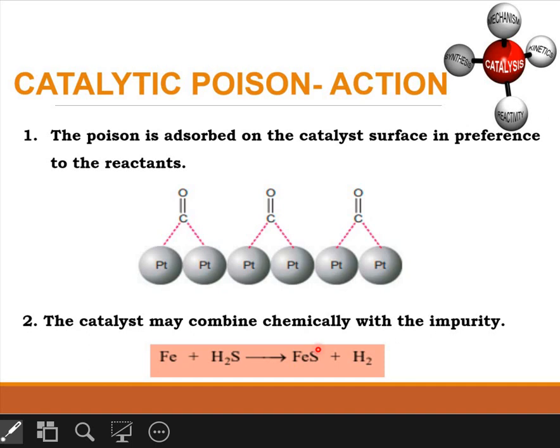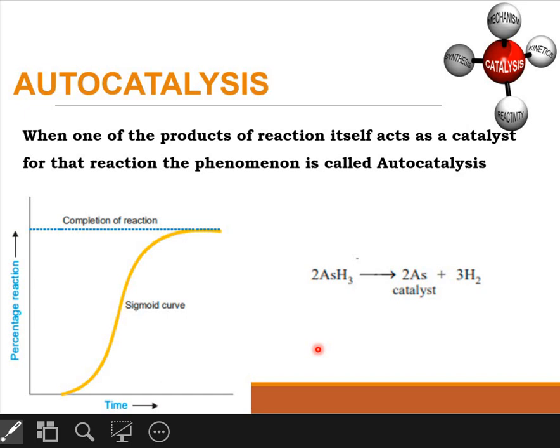Another thing is autocatalysis. Here one of the products of the reaction itself acts as a catalyst for the reaction. This is called autocatalysis. As you see in this graph of percentage reaction against time, for a very short time there is no change in the reaction. But after it reaches a certain time, the progress of the reaction, the percentage of reaction, increases. It follows a sigmoidal curve. That is, this time is required for the formation of the product. Then after that, the product itself acts as a catalyst and catalyzes the reaction.